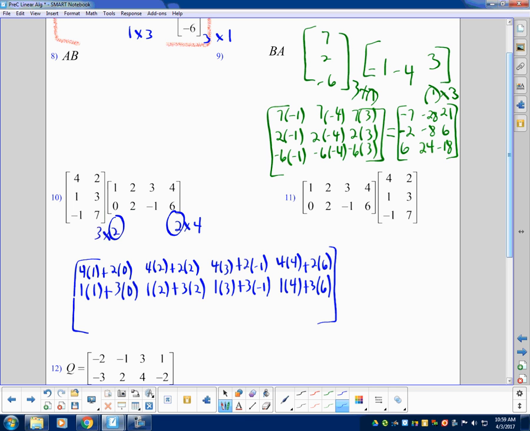And then we're going to take the third row times each of those same columns. So we'll have a negative 1 times 1 and a 7 times 0. So it'll be negative 1 and 7 multiplied by each of those same numbers. So negative 1 times 2 plus 7 times 2, negative 1 times 3 plus 7 times negative 1, and negative 1 times 4 plus 7 times 6.